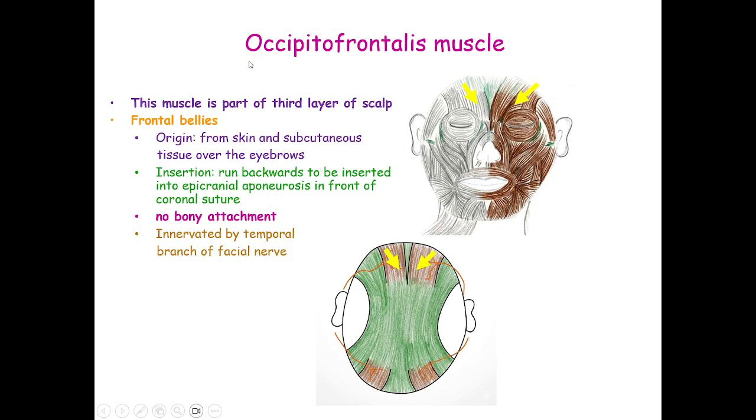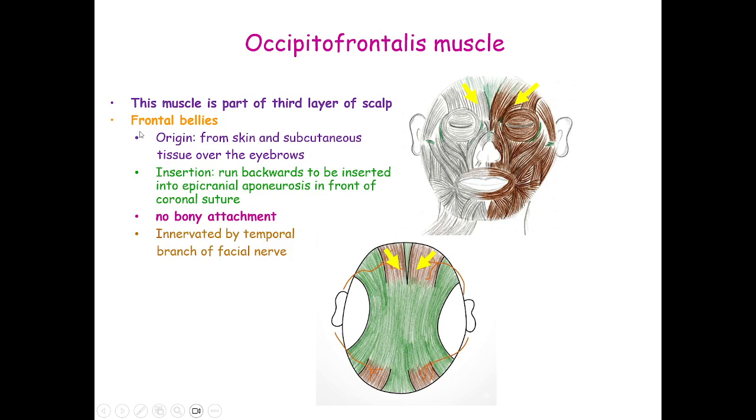Now we will talk about the third layer. This is the occipitofrontalis muscle and galea aponeurotica. So in this slide you can see two pictures. In the first picture we are showing a muscle here, the frontal belly, and in the second picture you can see two bellies in front, two bellies behind. So in front there is frontalis, behind there is occipitalis, and in between connecting these two muscles there is a thin sheath of tendon called as galea aponeurotica or epicranial aponeurosis.